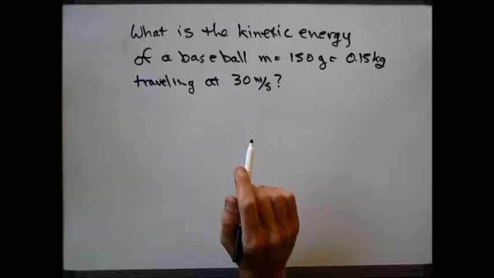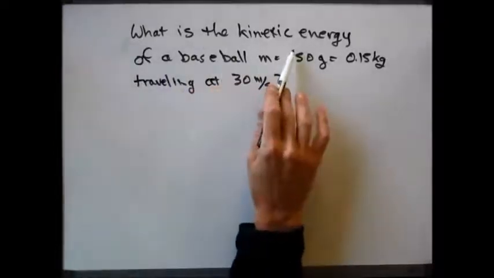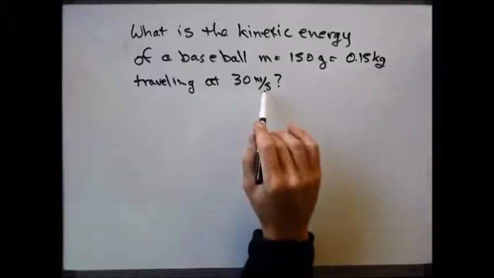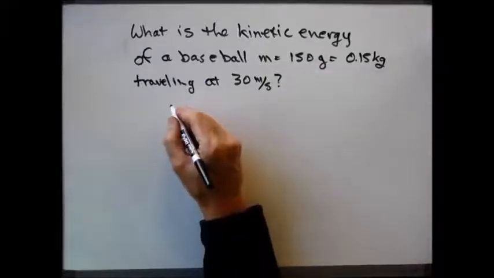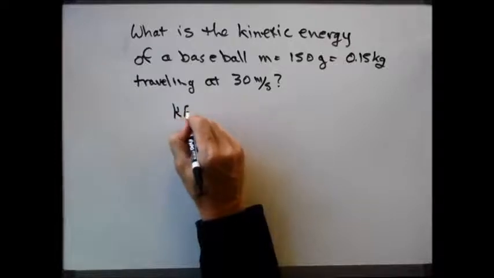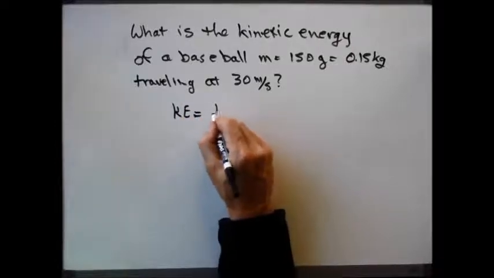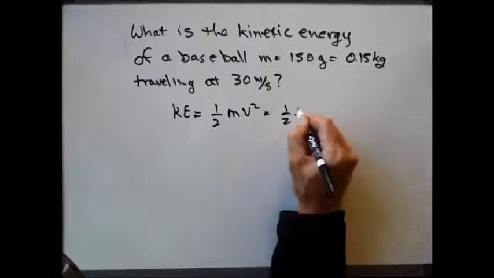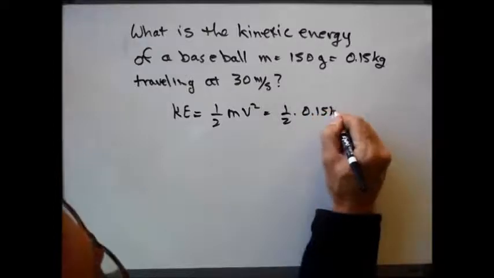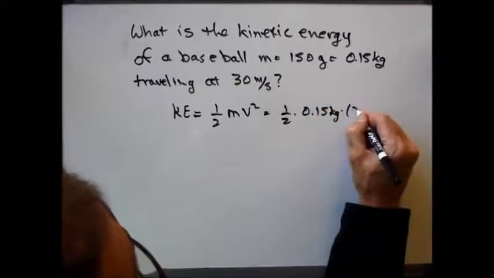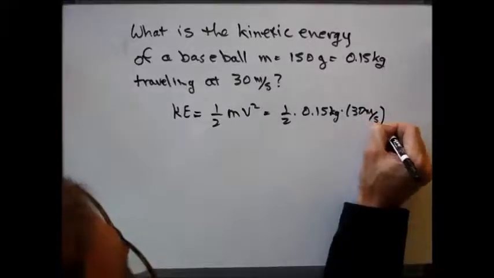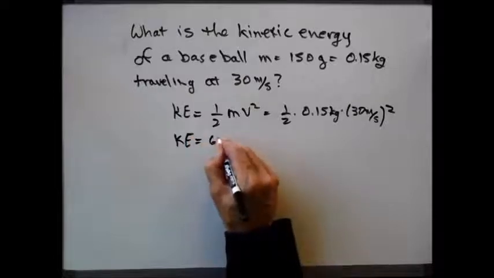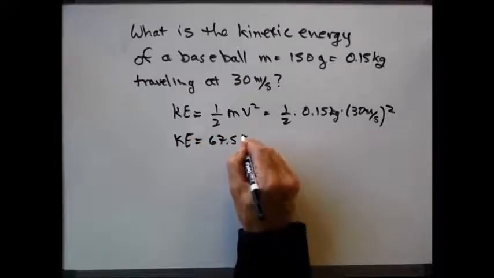So let's do an example or two. What is the kinetic energy of a baseball of mass 150 grams or 0.15 kilograms traveling at 30 meters per second? So our formula for kinetic energy is just KE equals 1/2 mv squared. And so this would be 1/2 times 0.15 kilograms times 30 meters per second squared. And when I multiply all those together, I get 67.5 joules.